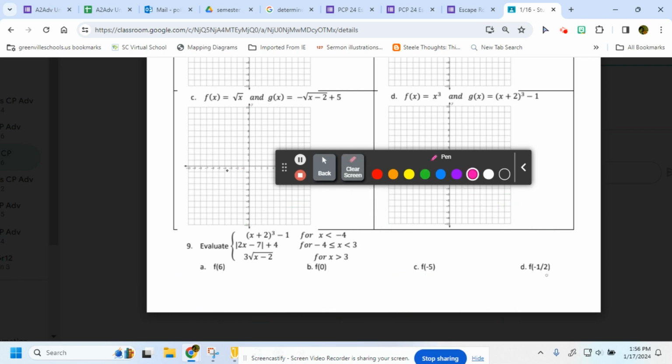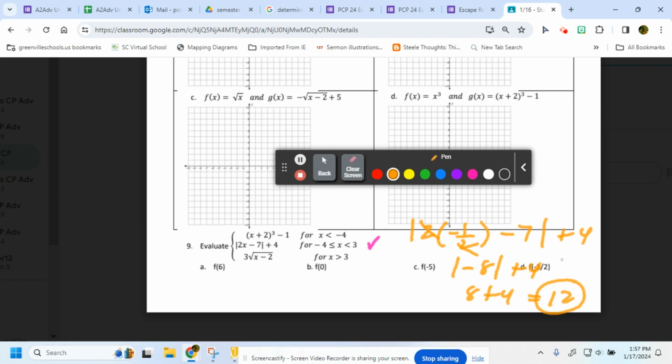And for the last one, f of -1/2. -1/2 is between -4 and 3. So it should be in the middle one, 2 times -1/2 minus 7 plus 4. This cancels out. So that gives you -1 minus 7 is -8. Absolute value of -8 is 8, plus 4. The answer is 12. And there you go.